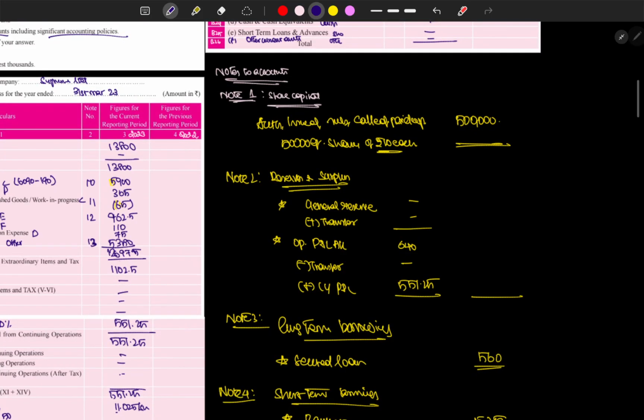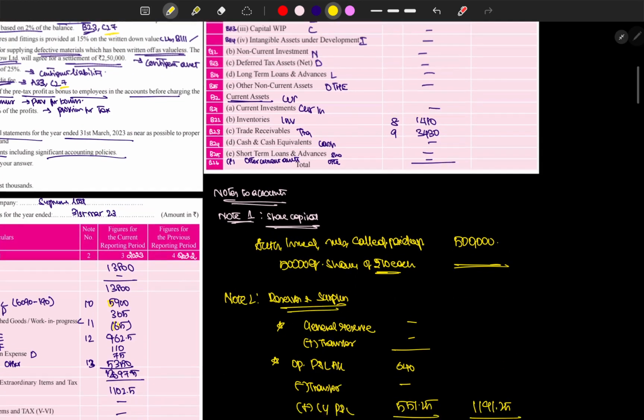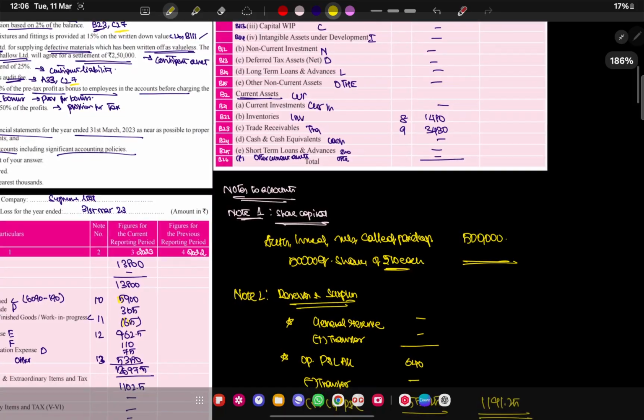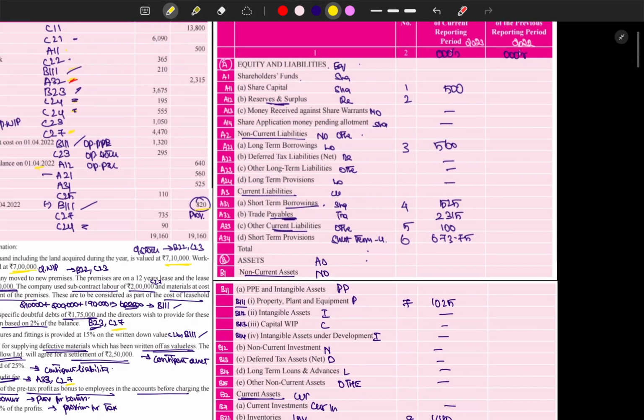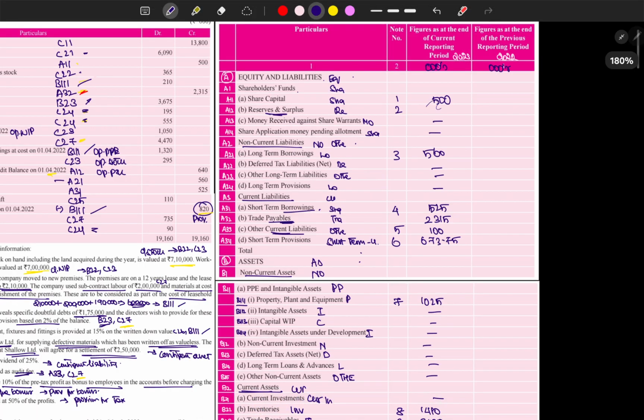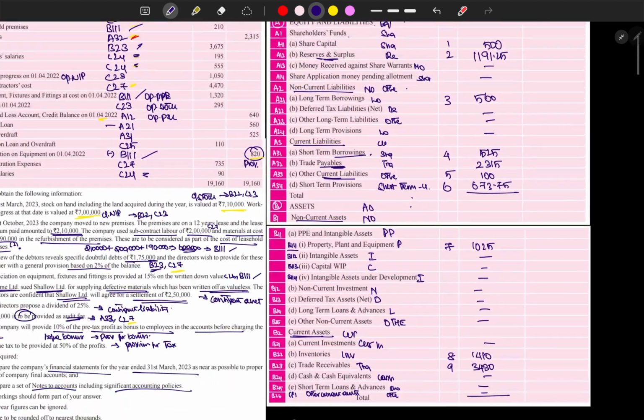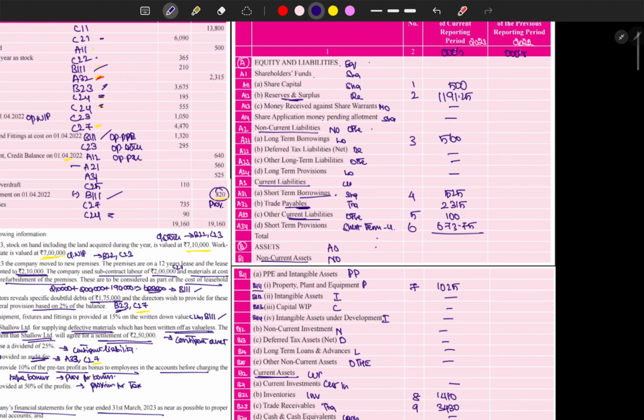There is no reserves, only we have opening P&L and current year balance, which is 640 plus 551.25, 1191.25. See, total P&L, reserves and surplus 1191.25. Okay, let's total the figures now. 1191.25 plus 560 plus 525 plus 2315 plus 100 plus 673.75, 5865.